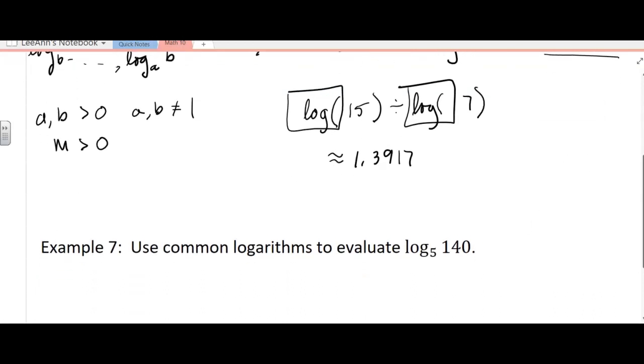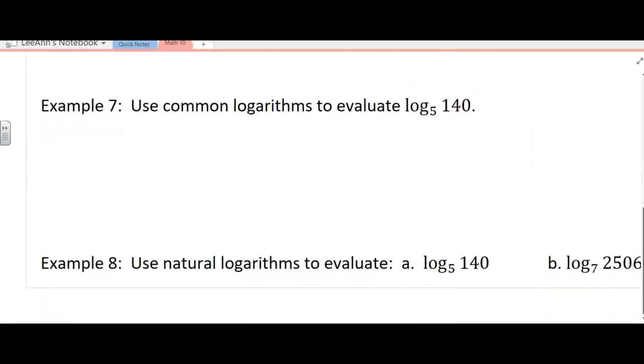Okay, the big thing is the parentheses. You've got to make sure you get that parenthesis closing off the numerator before you hit that division bar. Okay, so we have some examples.